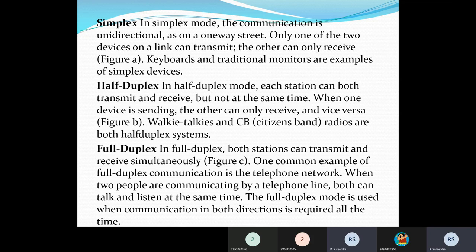Half duplex means a walkie talkie. The police used to have a walkie talkie. "Hello, over, where are you, over." So like that, they use the half duplex mode. First one police officer talks, then the receiver receives the data, then he talks, one after another.